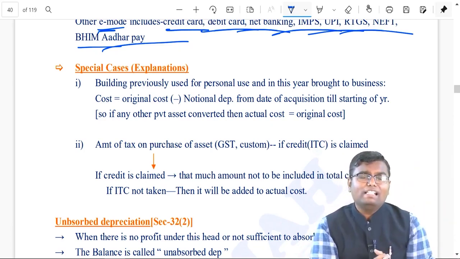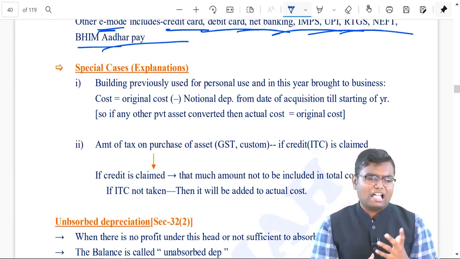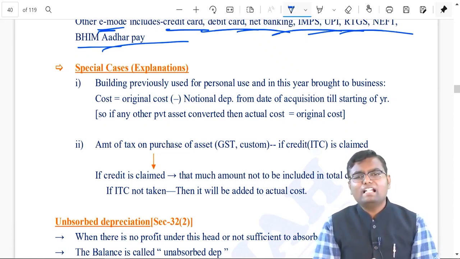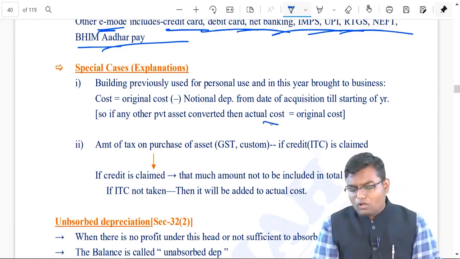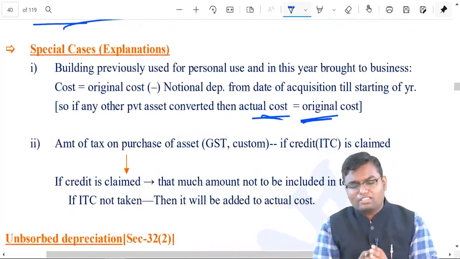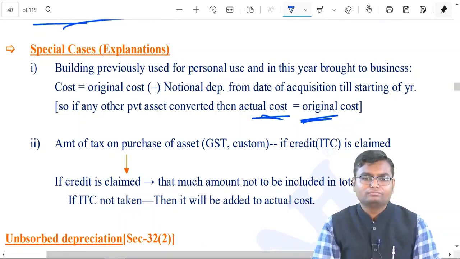But if instead of building there is any other asset, motor car, furniture, etc., then no notional depreciation to be deducted. Whatever was your original cost, it becomes your actual cost and that much will be fully added to the block of asset.